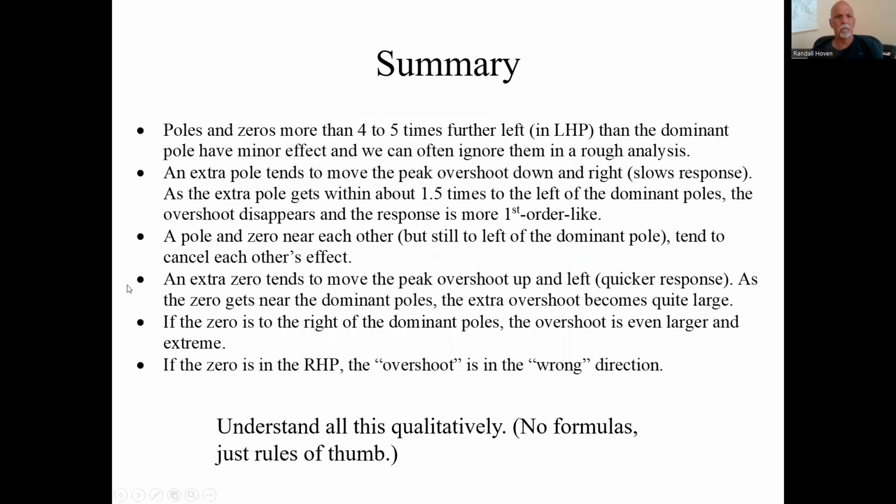The extra pole tends to move the peak overshoot down and right. An extra zero tends to move it up and left. If there's a pole and zero near each other, they kind of cancel each other's effect, at least if it's all in the left half plane. You can't depend on that in the right half plane. And zeros to the right of the dominant poles, in the right half plane, totally mess things up.